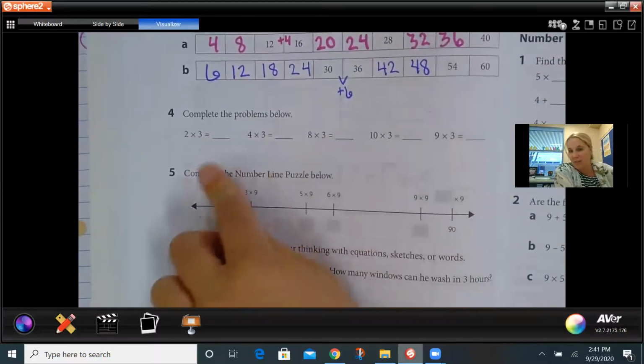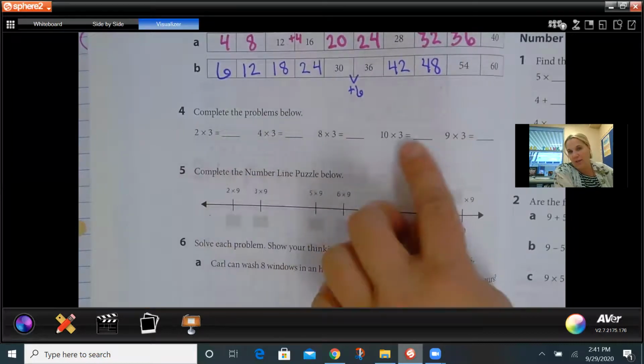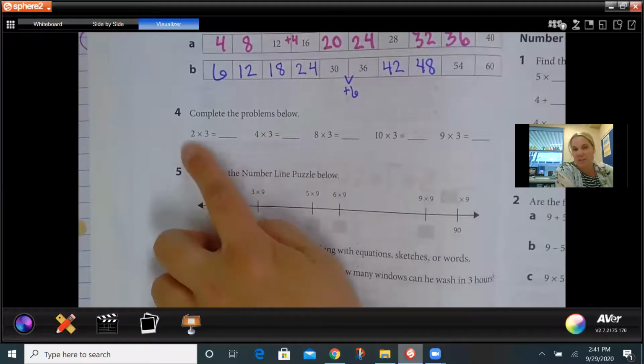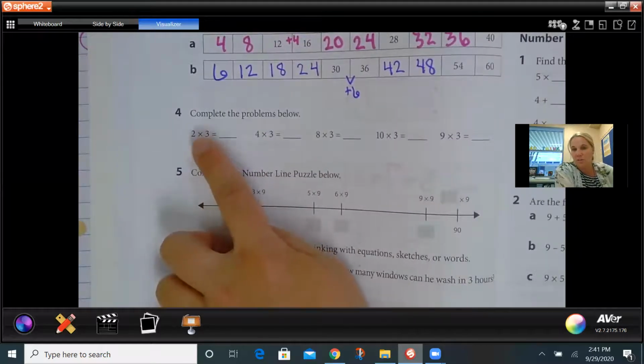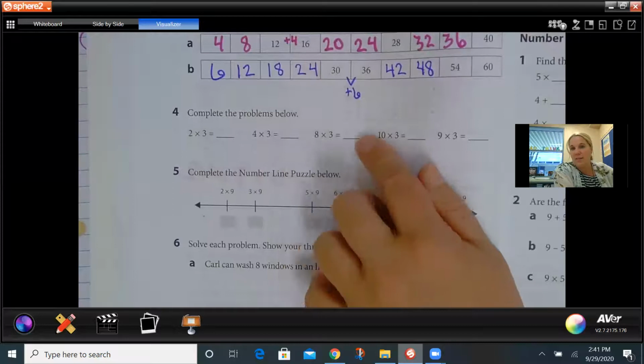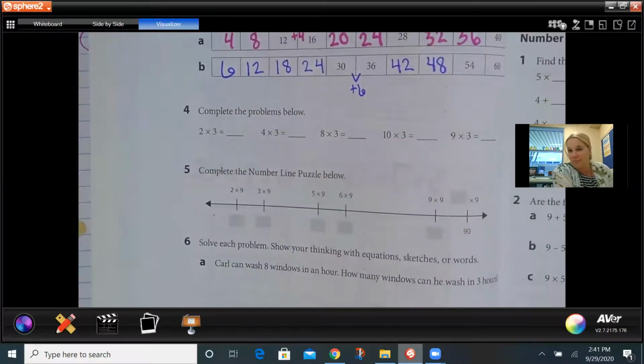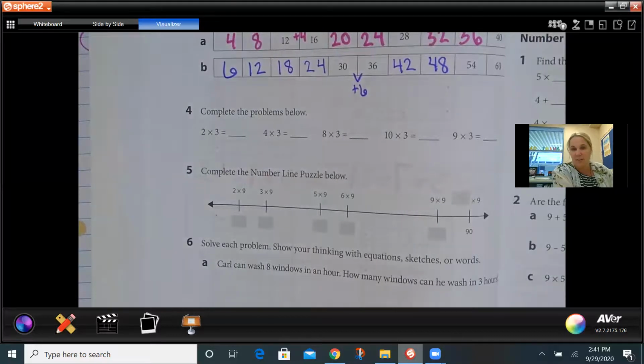All right, friends, on this next one, number 4, again, I'm going to let you do this one by yourself. Okay, you can use your multiplication chart if you need to. Some of these are easy breezy. 2 groups of 3 is just 3 plus 3. 10 times 3, we know, simple, simple Sally. 10 times 3 is 30. 3 groups of 10, easy breezy.